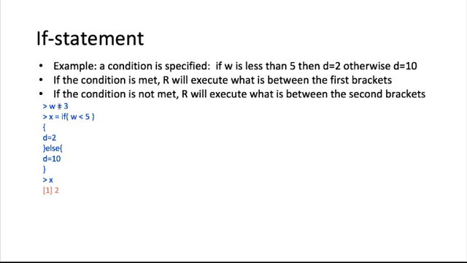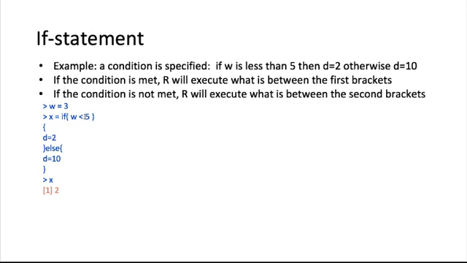w is less or equal to a given number, we could create an if statement. So if w is less than 5, then we want to make d equal to 2. Otherwise, we want to make d equal to 10. If the condition is met, it will execute what's in between the brackets. So you can see here, we're going to create a variable called x. If w is less than 5, then do this, else otherwise do what's in here, right? So w equals 5, do this set of steps, otherwise do this.